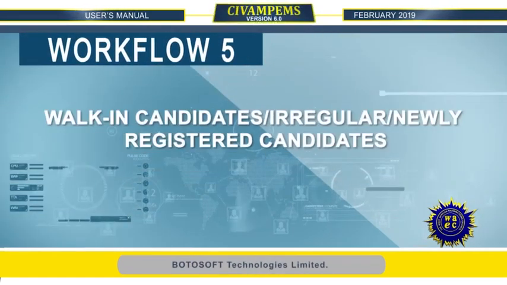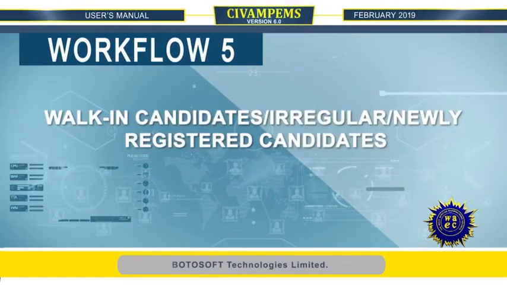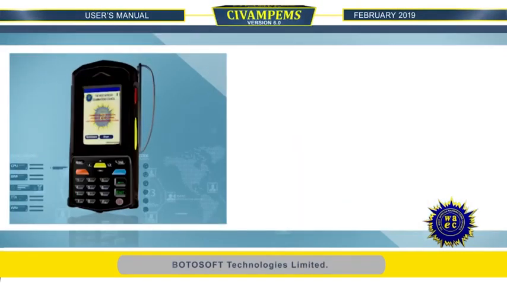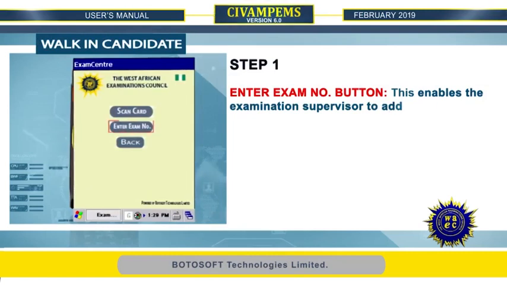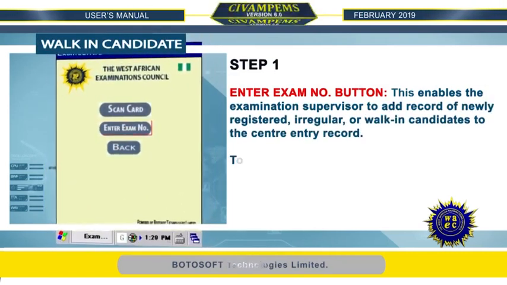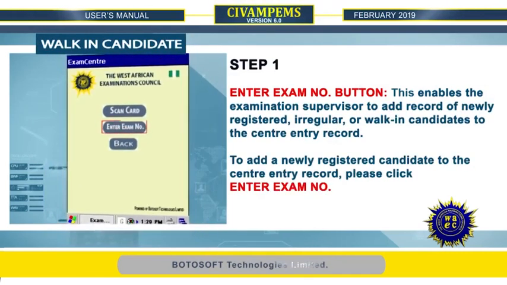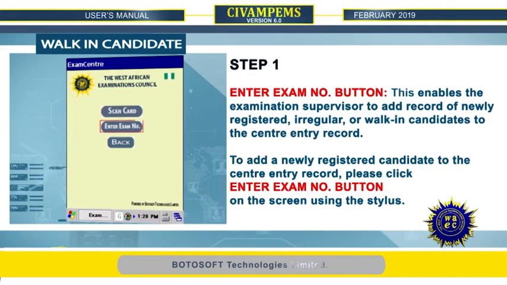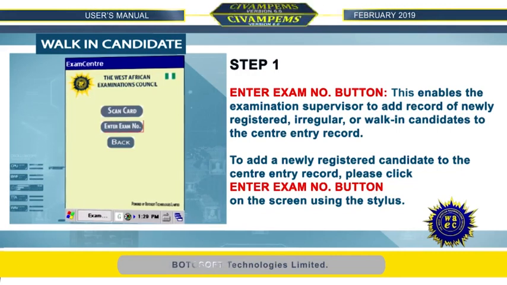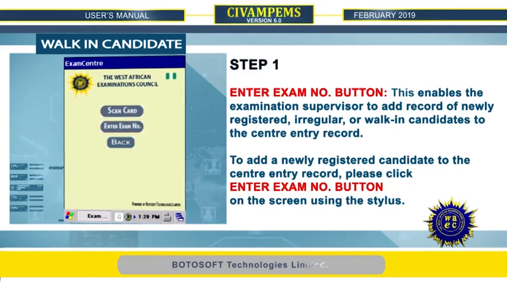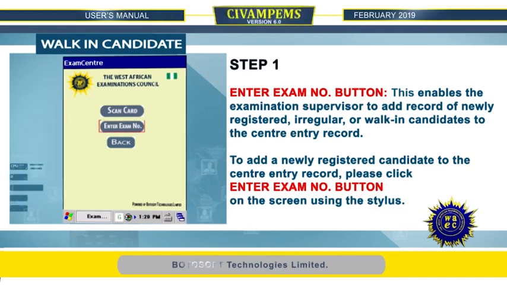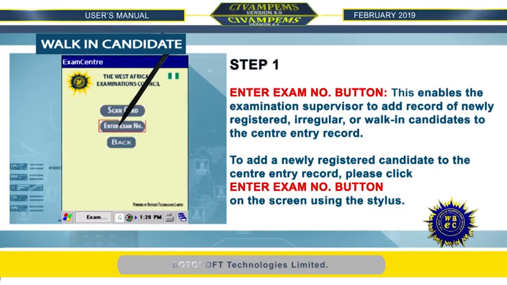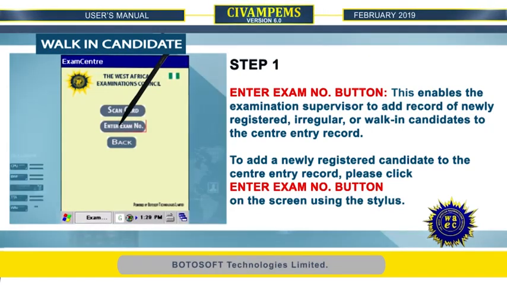Workflow 5. Walk-in candidates / irregular / newly registered candidates. Step 1. Enter Exam Number button. This enables the examination supervisor to add record of newly registered, irregular, or walk-in candidates to the center entry record. To add a newly registered candidate to the center entry record, please click Enter Exam Number button on the screen using the stylus.